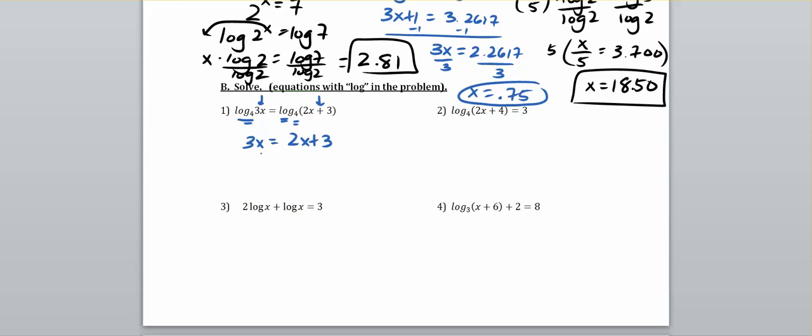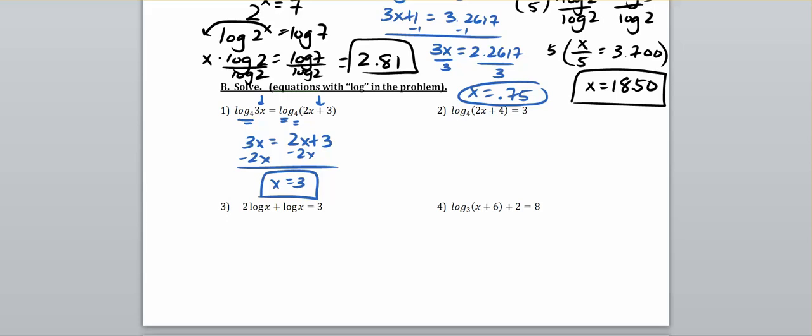So if I set 3x equal to 2x plus 3, if I take away 2x, my final answer is x is 3. So that one was a piece of cake. All right? Just be careful that the bases have to be the same in order for that to work. If you look at number 2, you can see we only have one log.